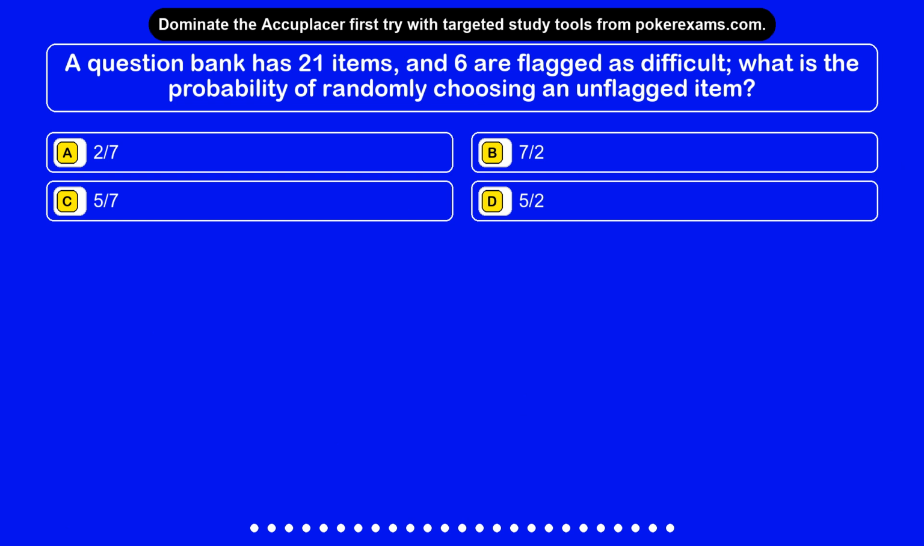Question 10. A question bank has 21 items, and 6 are flagged as difficult. What is the probability of randomly choosing an unflagged item? Option A, 2/7. Option B, 7/2. Option C, 5/7. Option D, 5/2.